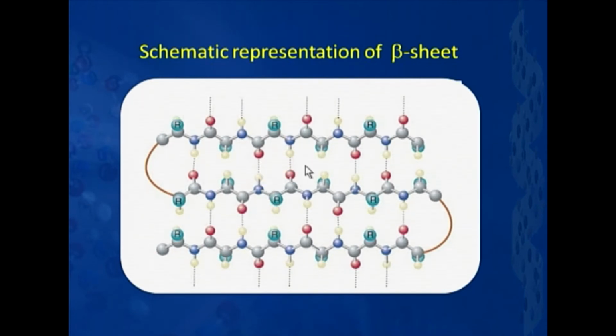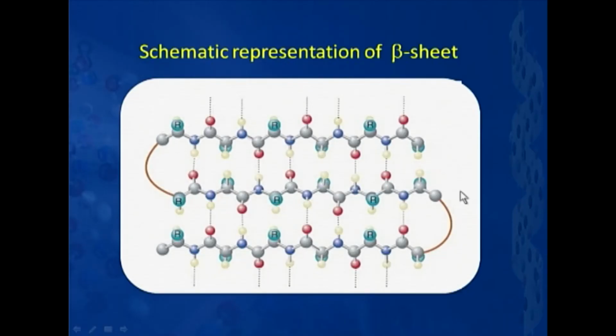So, in this case again the structure is stabilized by hydrogen bonds, but in this case the hydrogen bonds are not parallel to the axis. They happen to be perpendicular, because this is my sheet here, and my hydrogen bonds are perpendicular to that. So, that is one differentiation between the two kinds of structures.